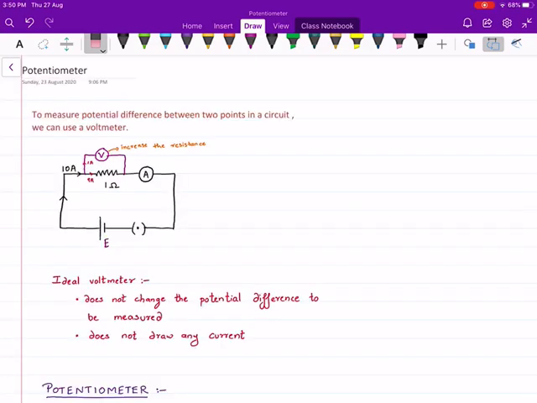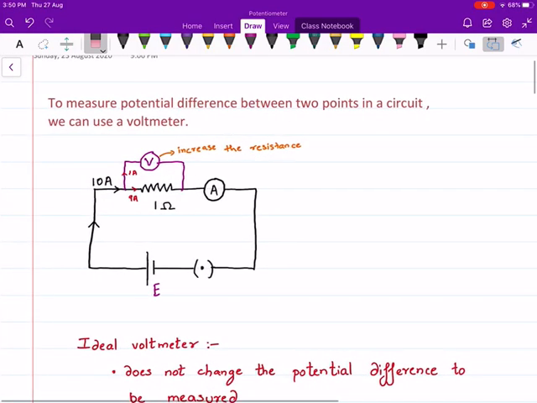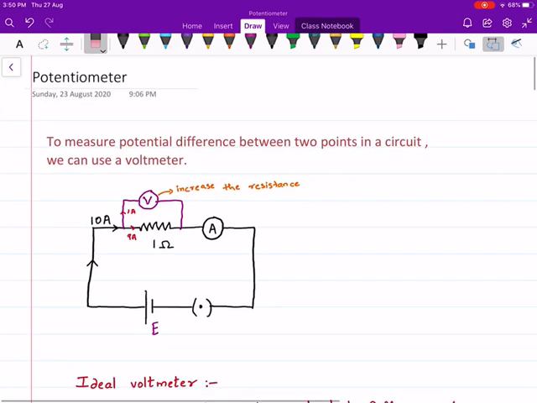Today we are going to study about potentiometer. What is potentiometer? Potentiometer is a device used to measure the potential difference between 2 points. Now till now you have been studying about voltmeter and how voltmeter is used to measure the potential difference between 2 points in any given circuit, right?